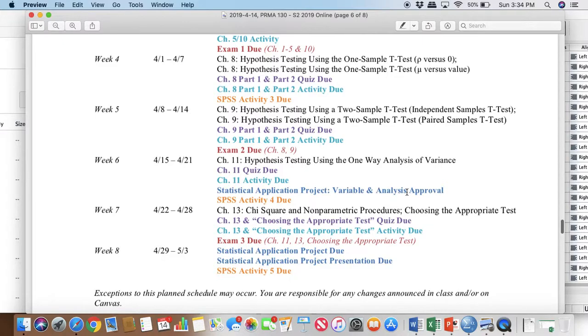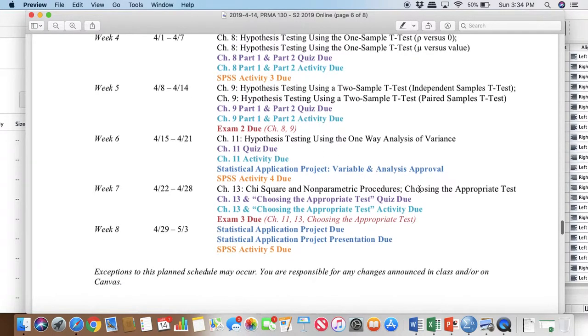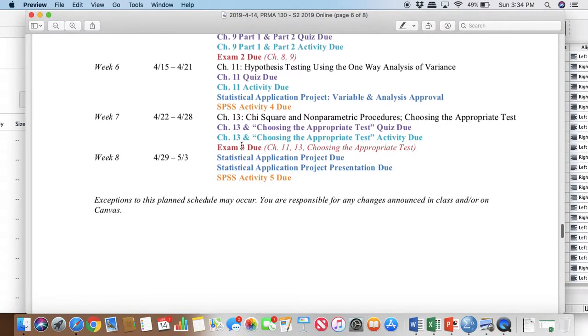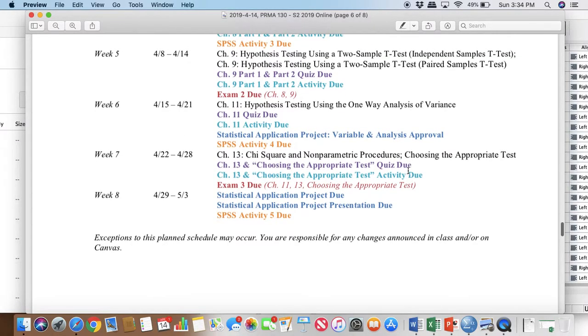So you'll now see that in week 6, you're going to have variable and analysis approval. And then in week 8, the actual project is due and there's going to be a presentation. What I'm considering doing for the presentation is sending around a Doodle poll, and you're going to be able to indicate your availability. I'm hoping sometime during week 8, everyone will be available to present, and we'll do a Google Hangout.